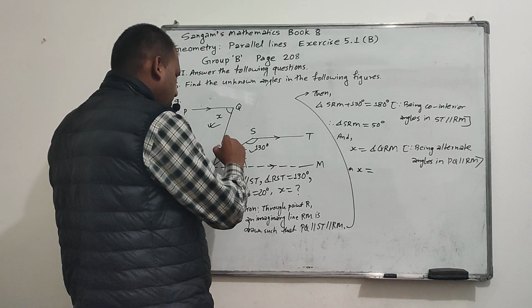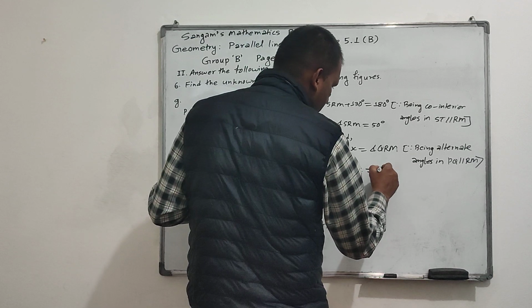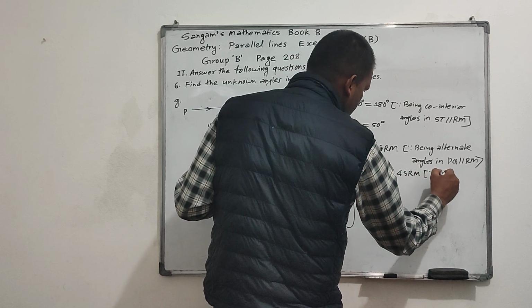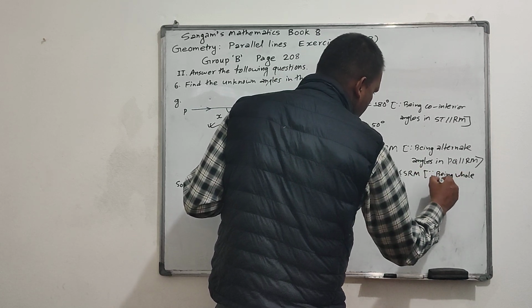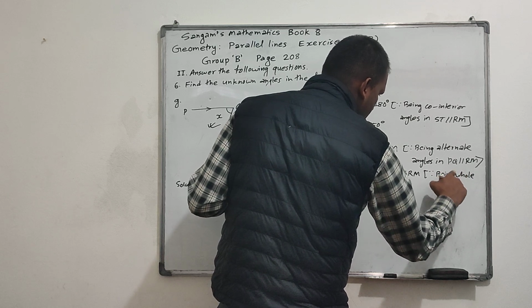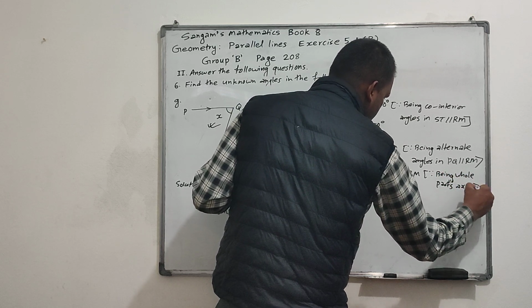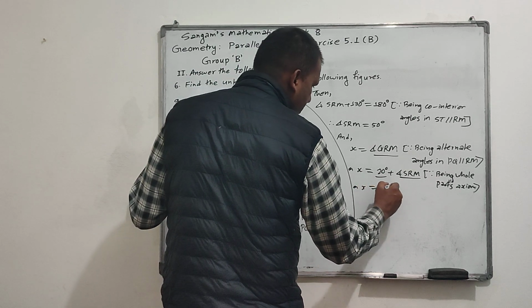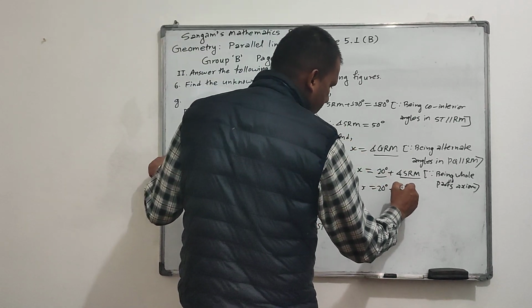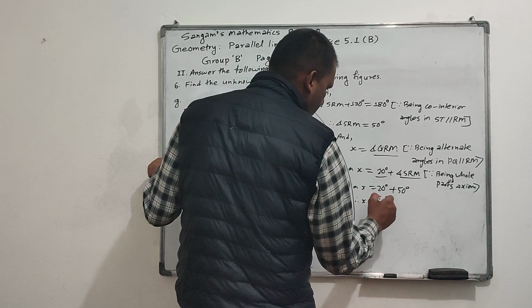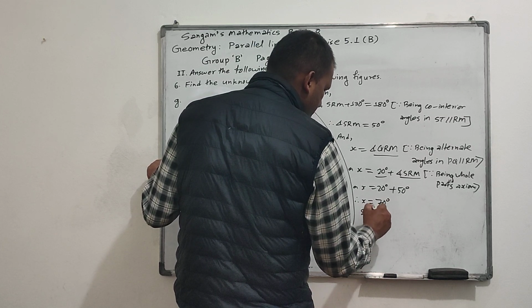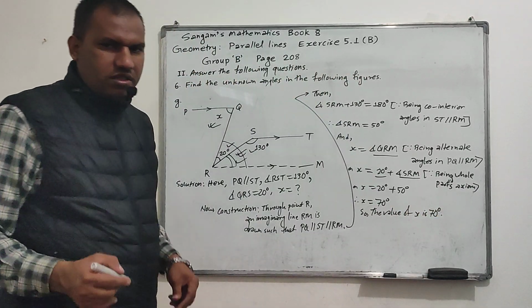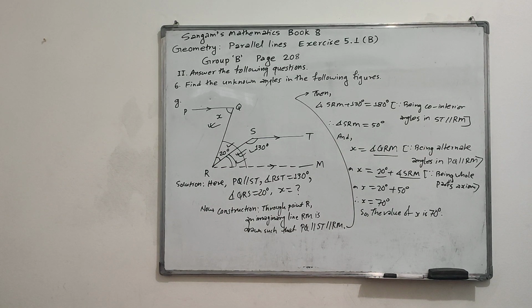QRM is the sum of 20 and SRM. QRM is equal to 20 plus angle SRM, being the whole parts axiom. So x is equal to 20 plus SRM, which is 50. Therefore, x is equal to 50 plus 20, 70. So the value of x is 70 degrees. This is the answer.